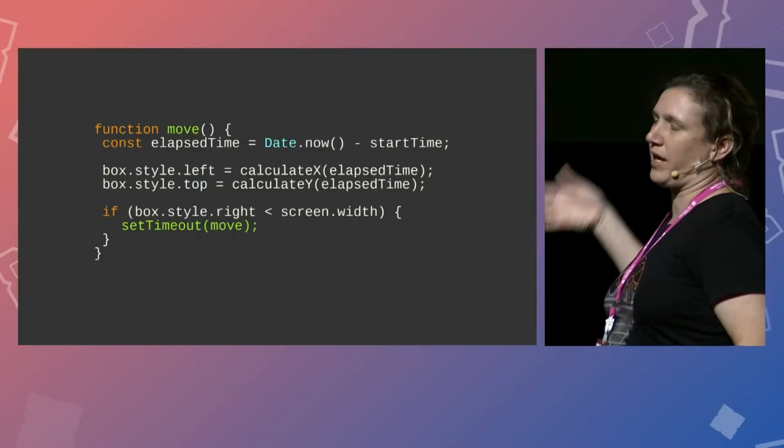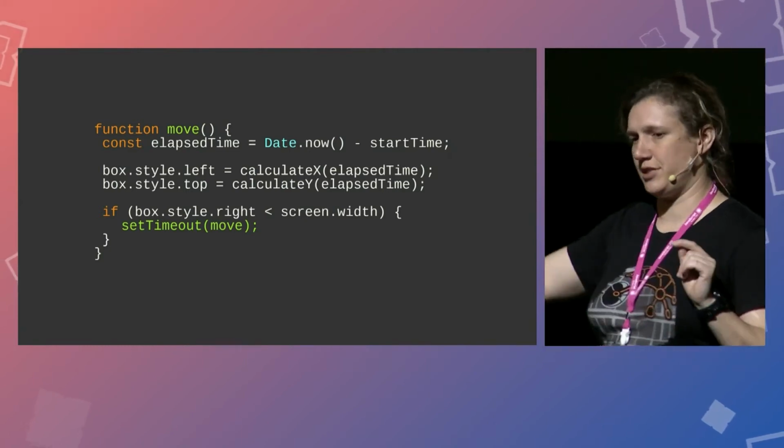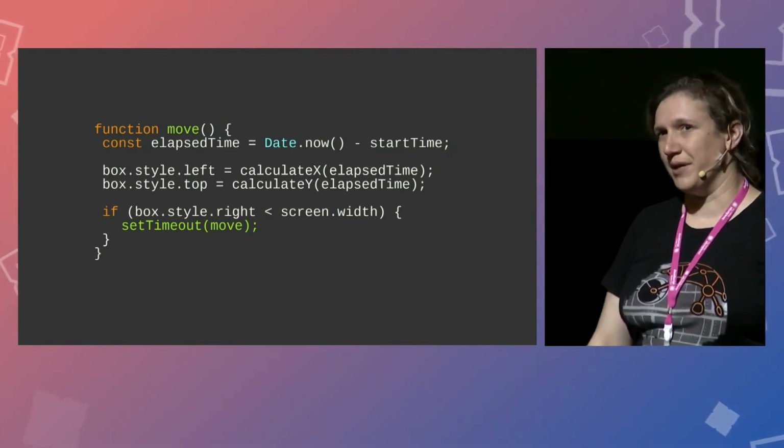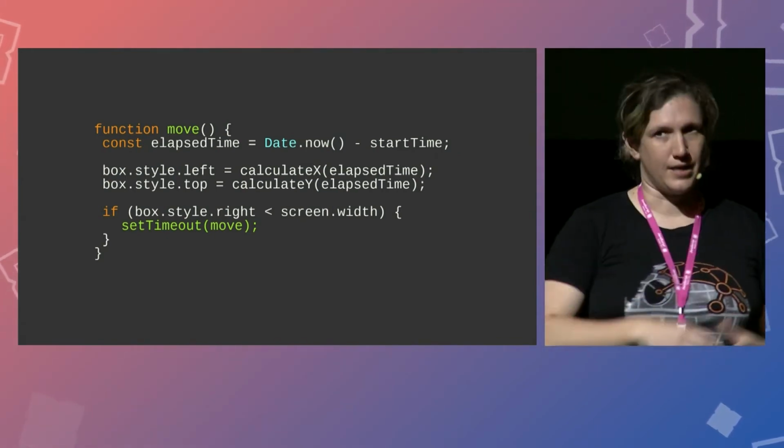So we're just doing the same thing here. We're calculating the time, getting the box x and y position. And then if the box hasn't reached the edge of the screen, we're going to call setTimeout, which creates a new task, which will be added to the queue, and then that's going to move the box.